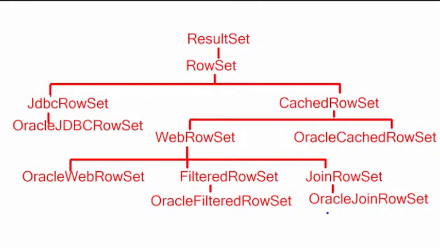Suppose you are performing one task on OracleJoinRowSet, and the method is not available in OracleJoinRowSet. Then where do you have to search? JoinRowSet. Here also not there. WebRowSet. Here also not there. CachedRowSet. Here also not there. Like that. The hierarchy is required to search library methods. That purpose, as well as upcasting and downcasting, also requires the hierarchy.